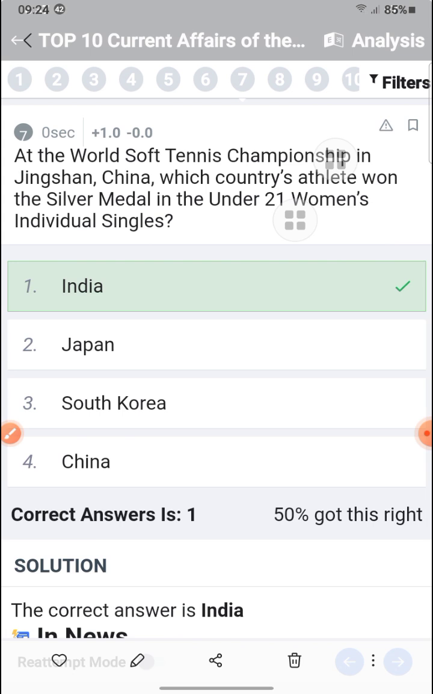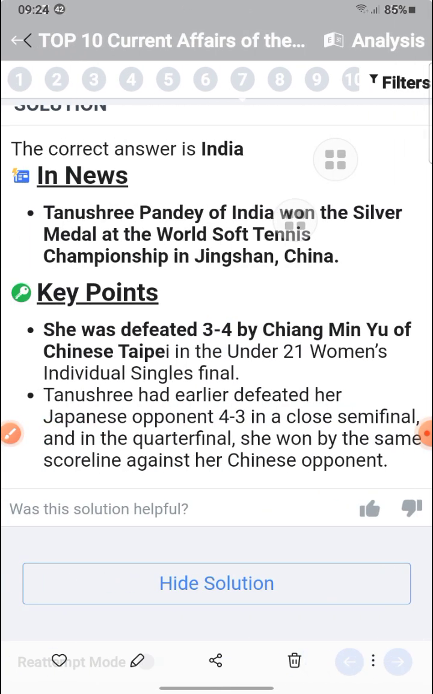Now next: at the World Soft Tennis Championship in China, which country's athlete won the silver medal? That was India. In the under-21 women's individual singles, India won the silver medal. So Tanushri Pandey of India won silver at the World Soft Tennis Championship in Jingshan, China.